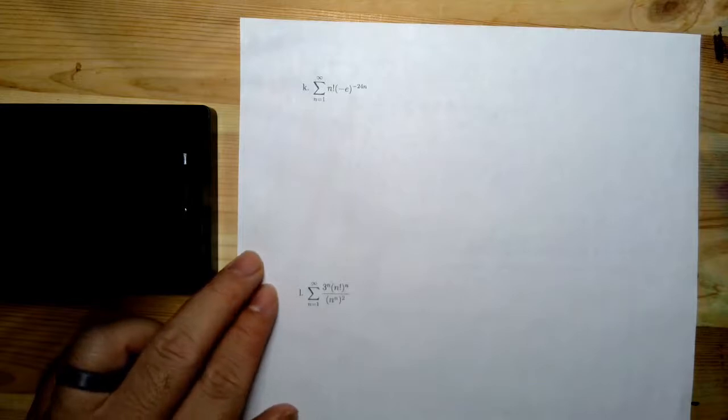So as one used the root test, the other used the ratio test. Now let's look at another couple of extra examples here.